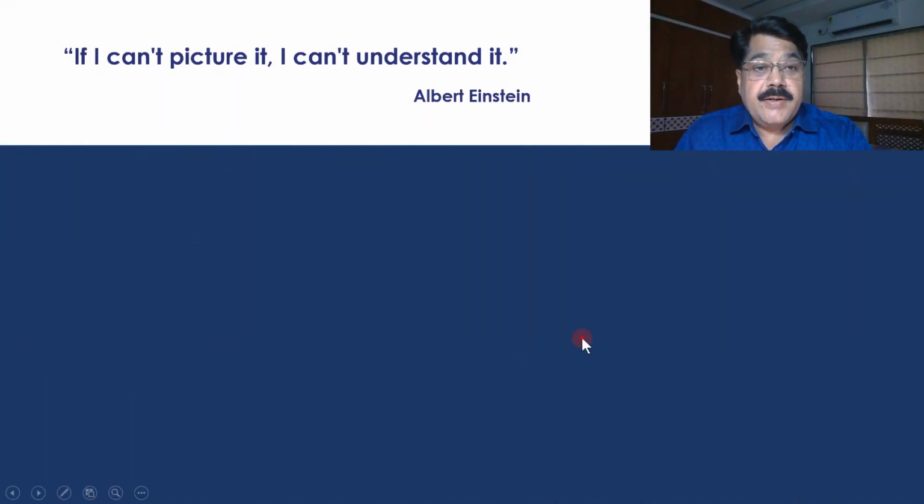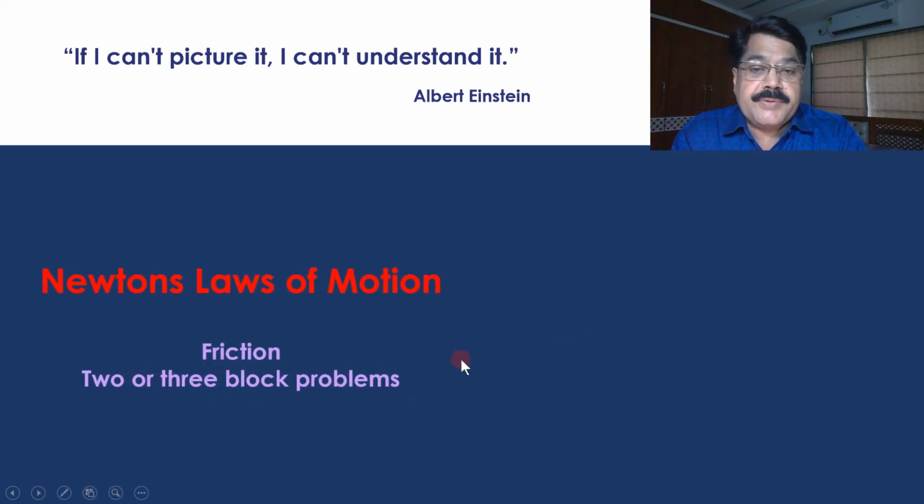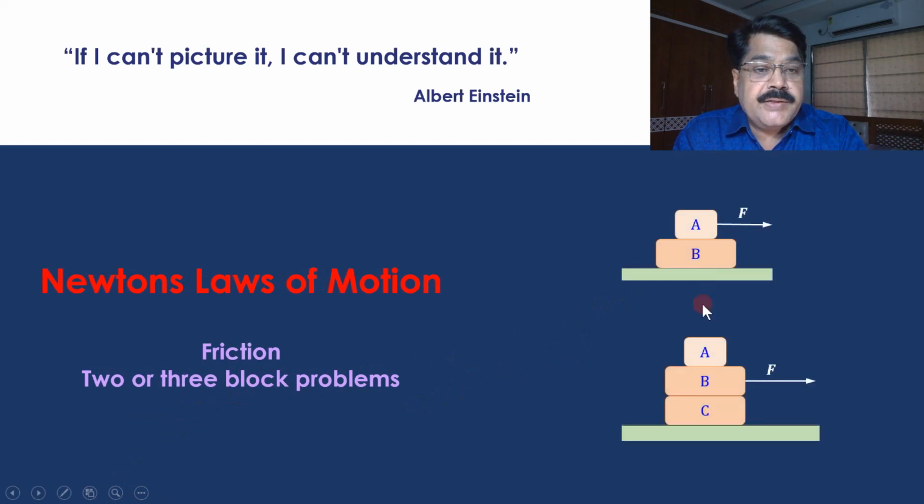Welcome, students. Today in Newton's laws, we discuss two and three block problems. Here on the diagram, you can see in the first setup, two blocks A and B. They are placed on a horizontal floor, and a horizontal pull F is applied on block A. The pull may be applied either on block B, or simultaneously on both blocks, in the same direction or in opposite directions. And there may be friction between A and B, or between B and the floor, or there may be friction everywhere.